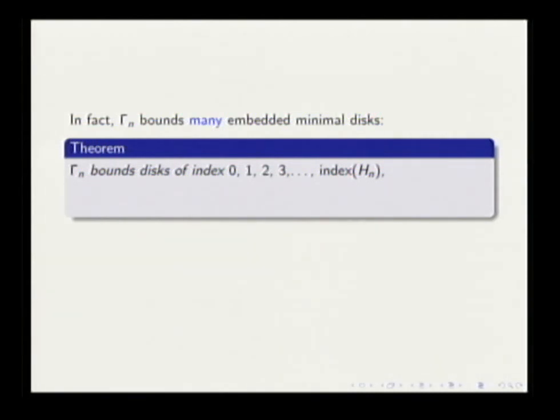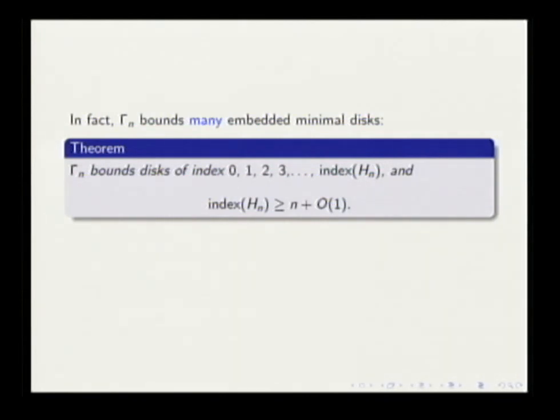So in particular, this surface Hn has some index of instability. We don't know exactly what it is. But one can prove that gamma n has to have disks of index 0, the minimizer, but it also has to have disks of index 1, 2, 3, etc., all the way up to the index of Hn. Maybe it has ones of bigger index too, I don't know, but at least it has each of those indices. And of course, each one of those has to occur in pairs.